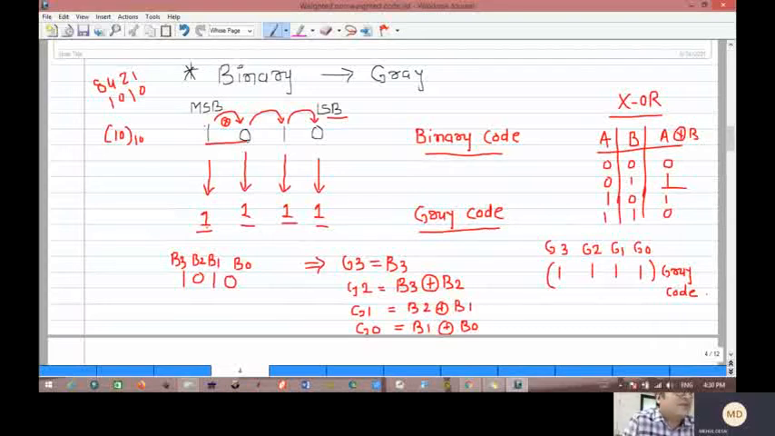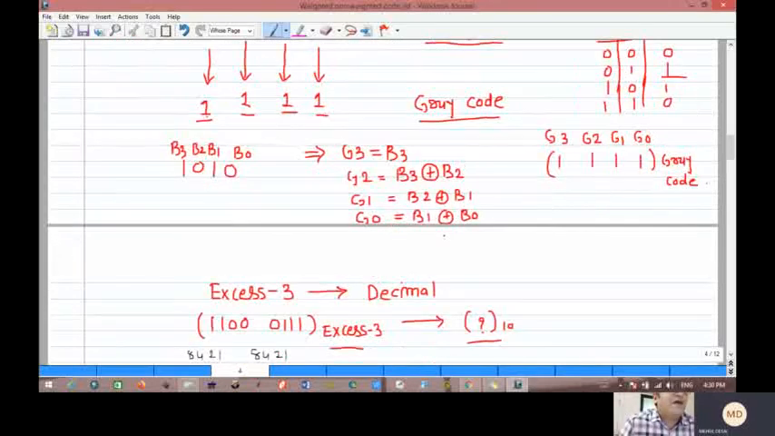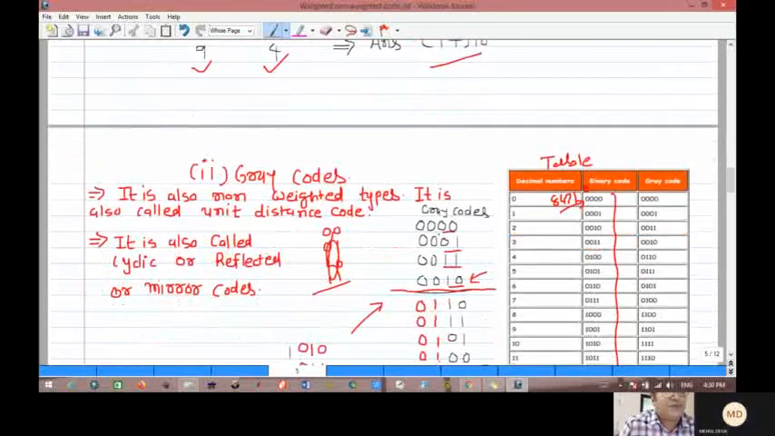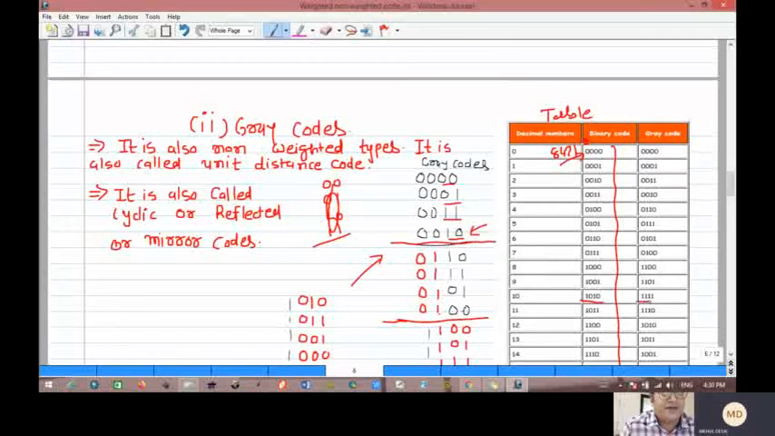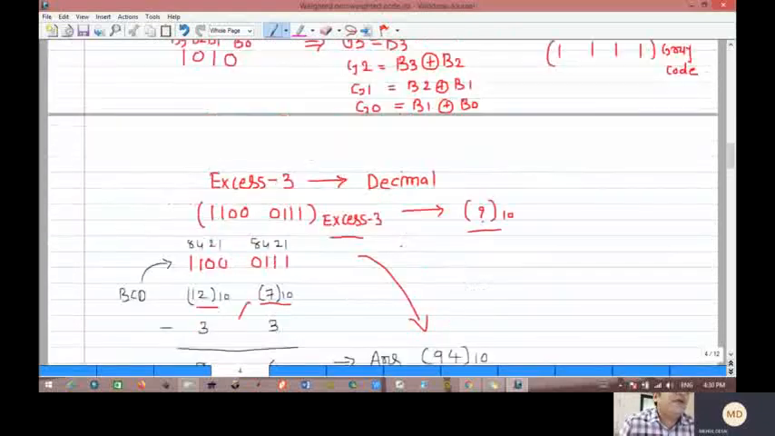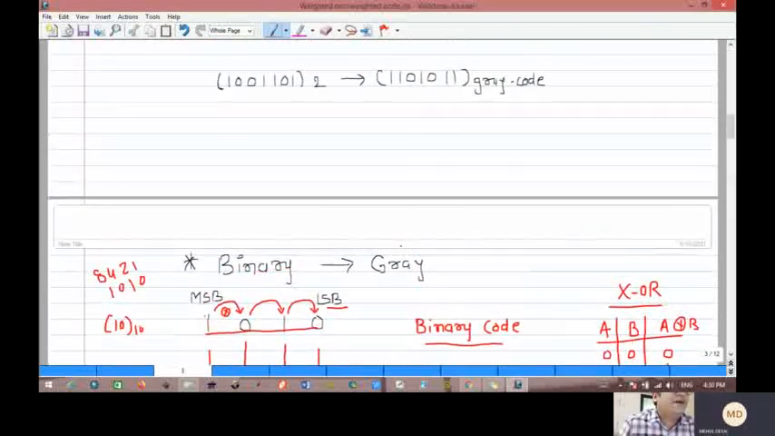So this one is 100 and the answer is 111. So here also in the table, 100 gives 111. So we are converting the true value. Okay, now let's take another example.